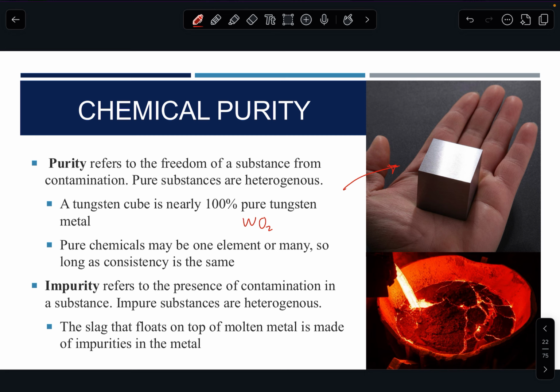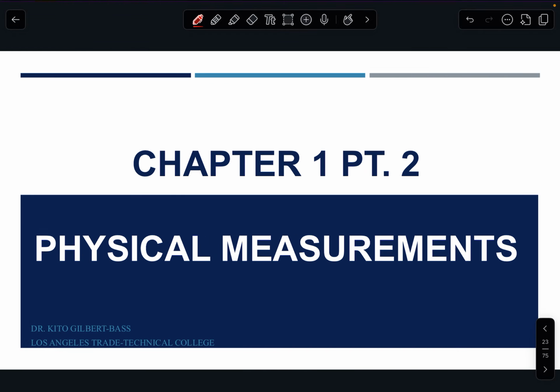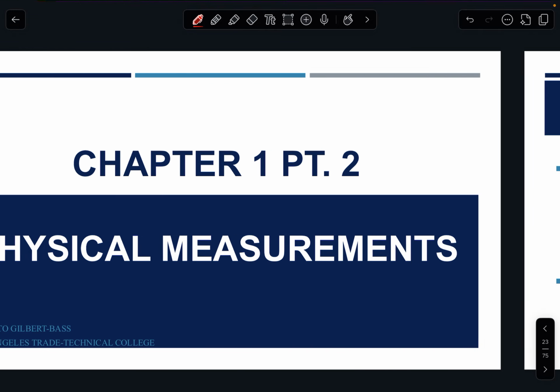The other example of impurities is when you melt some kind of cube of metal or something like that, then you may see the impurities rise to the top of your melted metal. They're no longer part of the metal, and they rise to the top because they are less dense. Okay, so let's continue.